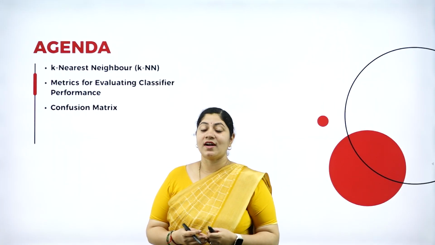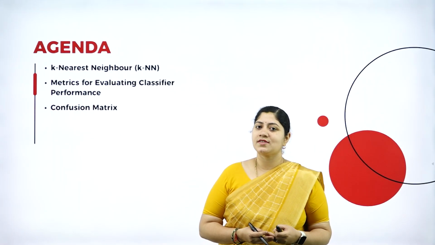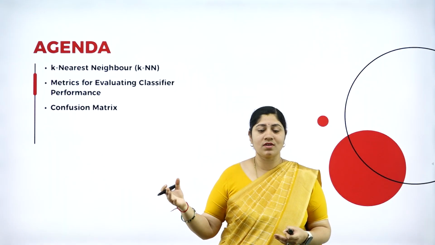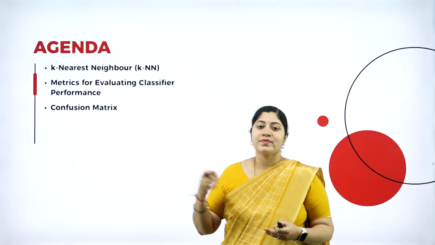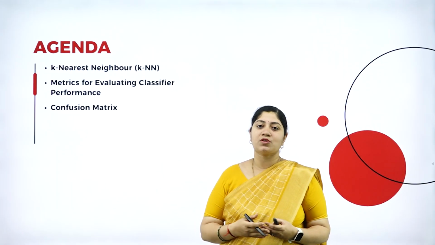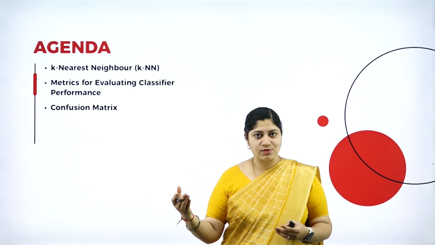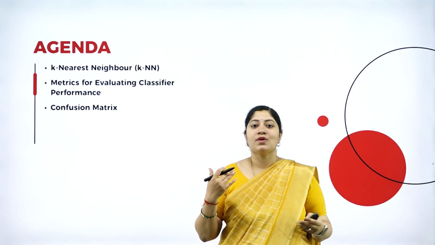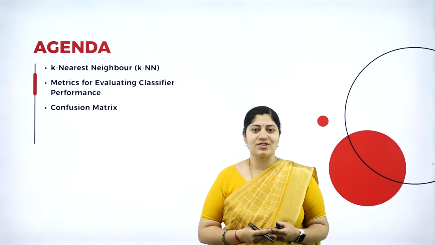Let's move forward and understand the agenda of today's session. In today's session, we will be understanding one more algorithm, which is called the K nearest algorithm, or often, the K nearest neighbor. Later, we will also understand the metrics for evaluation with respect to classification. Then there is something called the confusion matrix. Yes, we will understand these things in today's session.